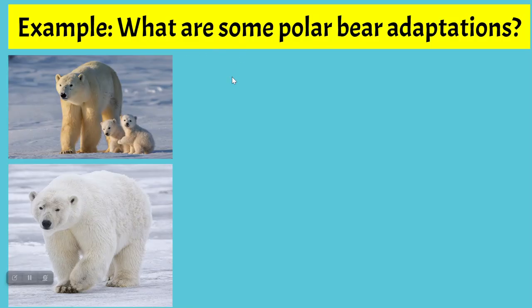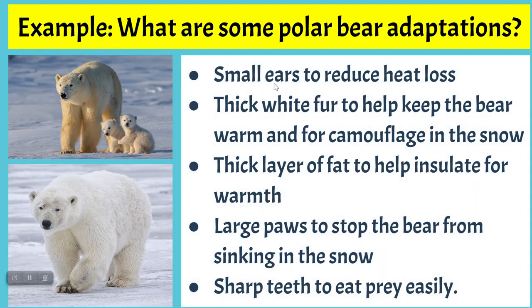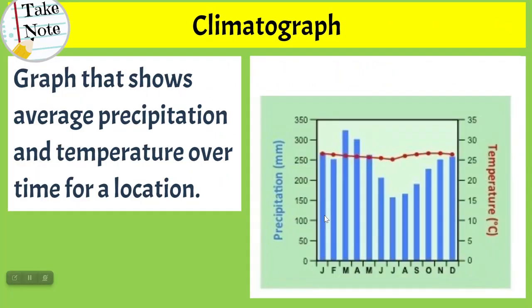So some polar bear adaptations, think about this, just looking at them. They have small ears so that they are reducing their heat loss. They have thick white fur. That thick white fur helps keep them warm and also camouflages them in the snow. They have a nice thick layer of fat so that they are insulated for warmth. And their paws are very, very large. Sorry, every time I move my cursor down there, it clicks on the wrong thing. But large paws are going to help them stop sinking into the snow. And of course, they have sharp teeth so that they can eat their prey pretty easily.